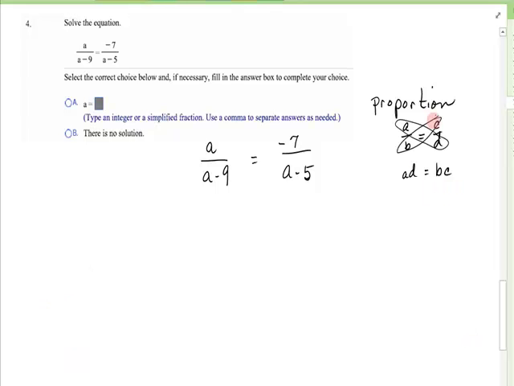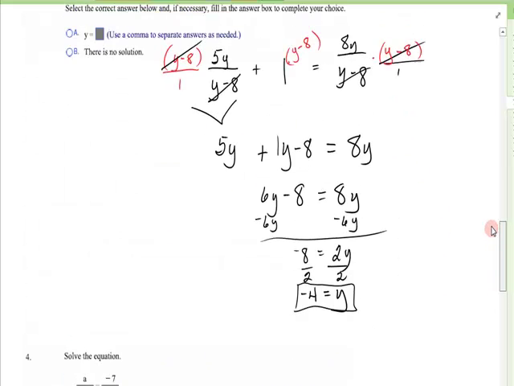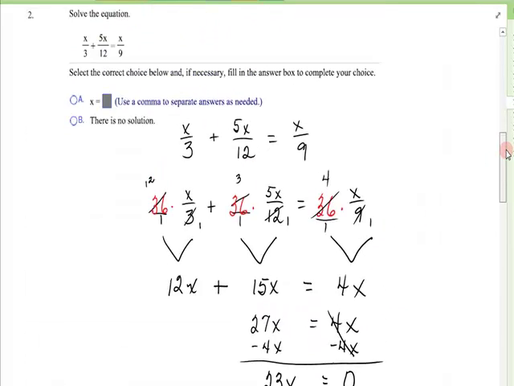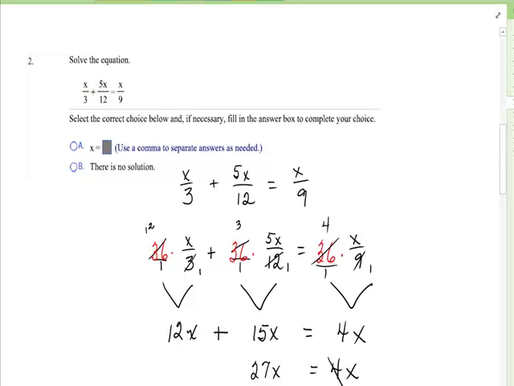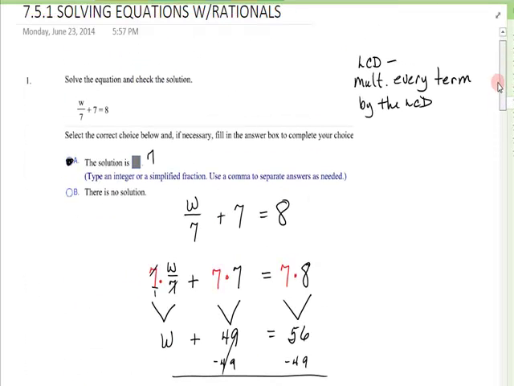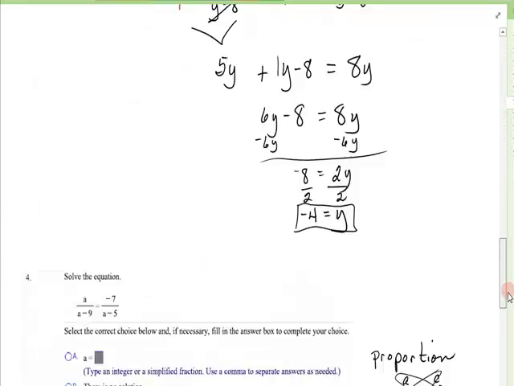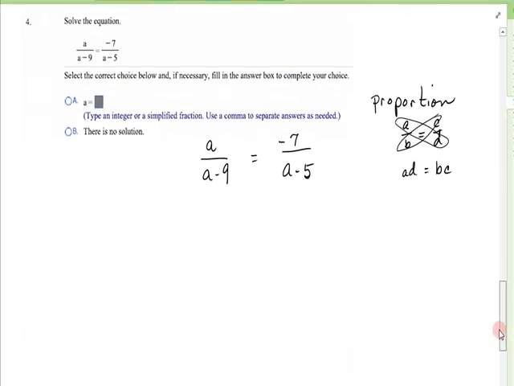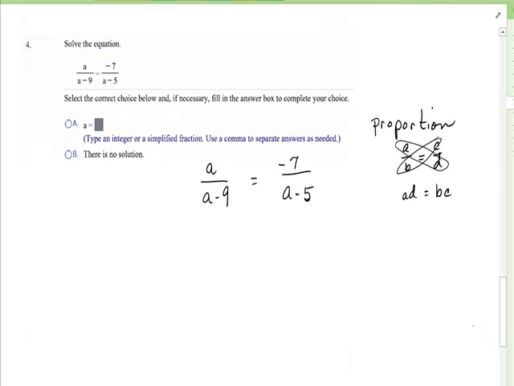This was just an example to remind you of how to solve a proportion. It's only a proportion when you have one fraction equals one fraction. So we have not been looking at proportions because we had 2 terms equals that, and up here we had 2 terms, and up here we had 2 terms. So none of those were proportions. But when we have gotten to number 4, it is a proportion.